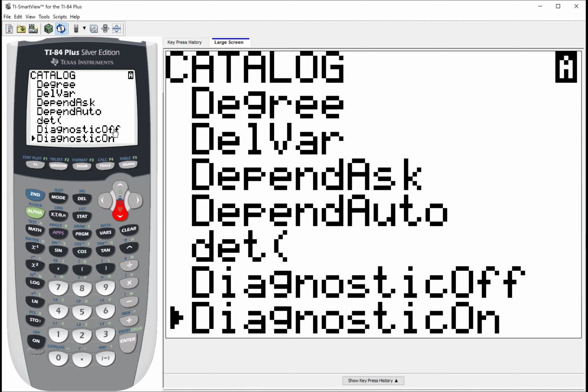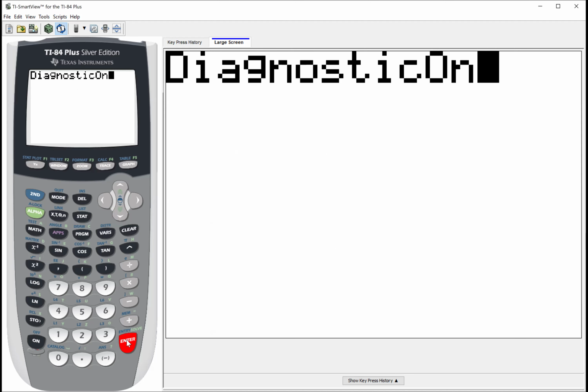So first is diagnostic off, then we have diagnostic on. Once you get to diagnostic on, you want to hit enter. It's going to pop up on the home screen, and then you hit enter again, and it's going to say done. We never have to do this again. It's going to stay on for the rest of the semester. So now we're ready to calculate R for this paired data set.